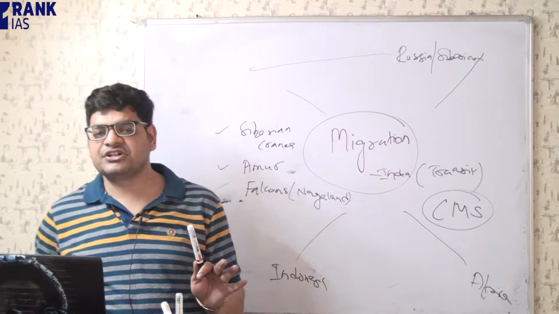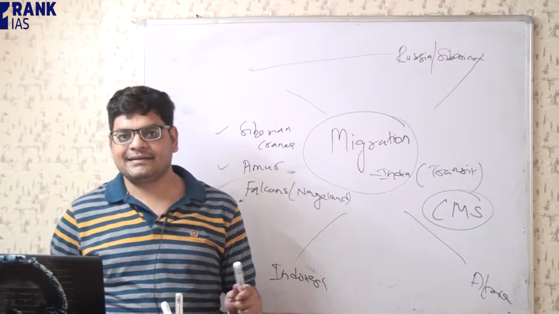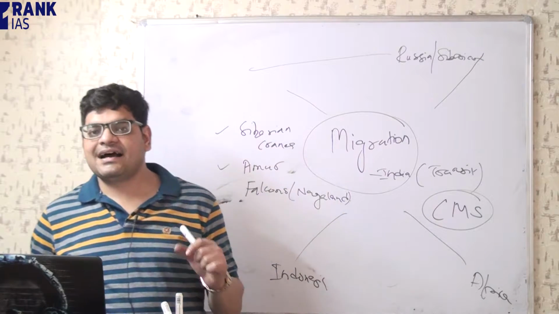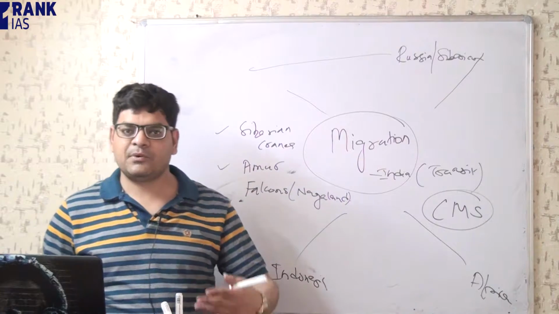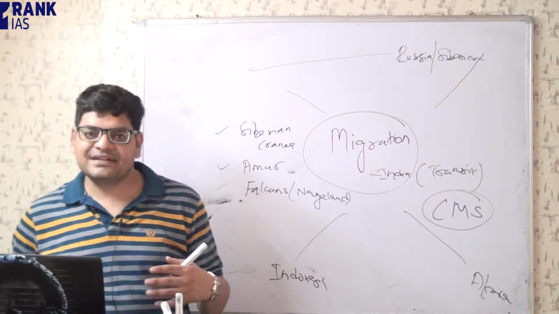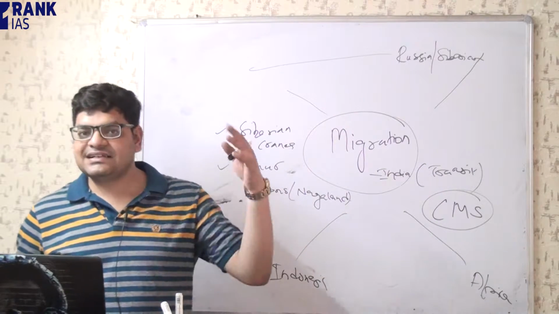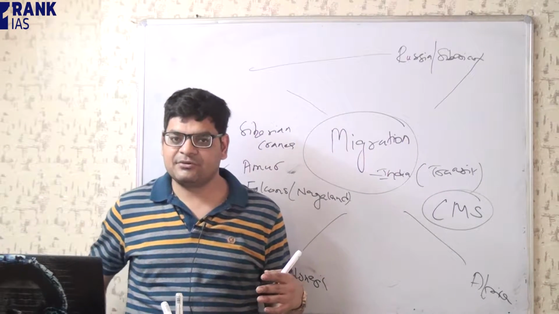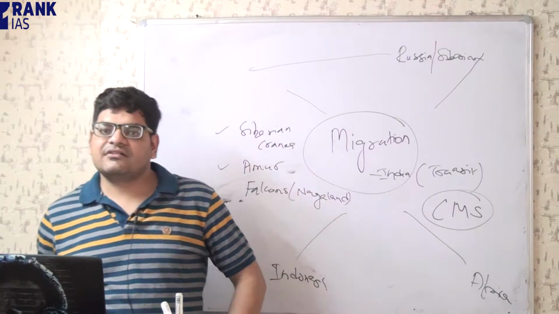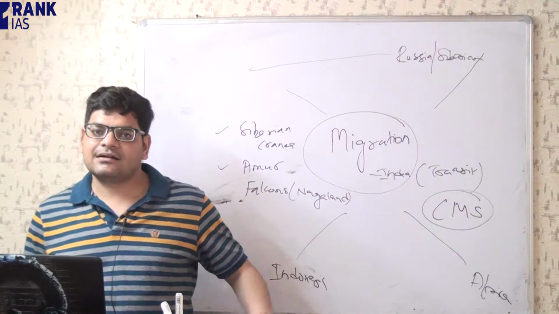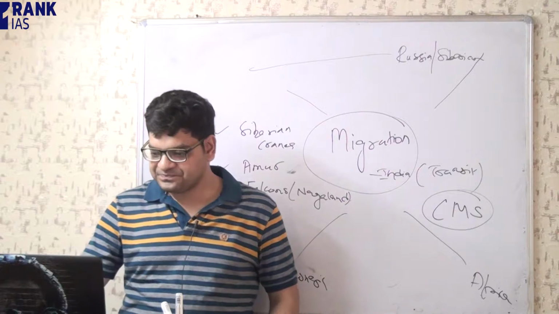There are 6 schedules of the Wildlife Protection Act 1972. The first 2 schedules provide the highest protection. The next 2, the 3rd and 4th schedules, have a lower level of protection, while the 5th are called vermins, which can be killed, and the 6th is about the harmful plants. So these are the 6 schedules of the Wildlife Protection Act, and these migratory species are placed in the first schedule of the Wildlife Protection Act. So there are strict penalties for hunting these species.